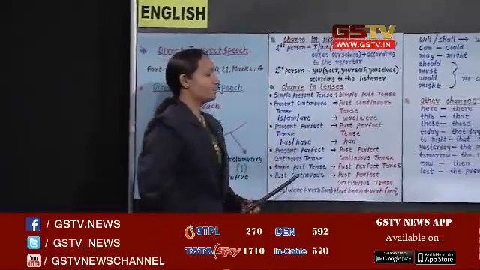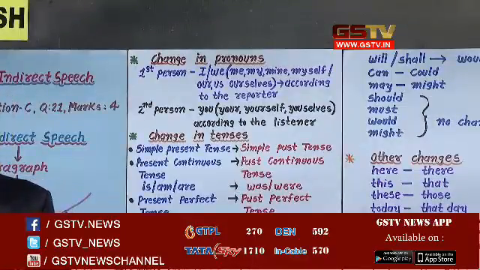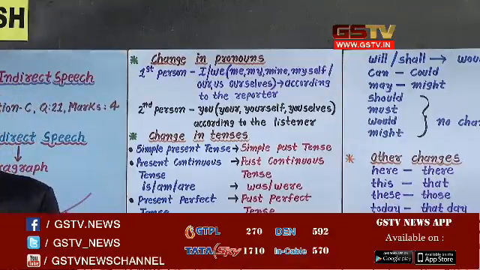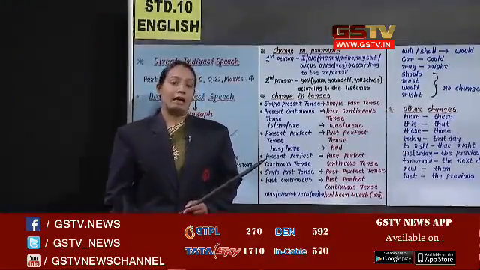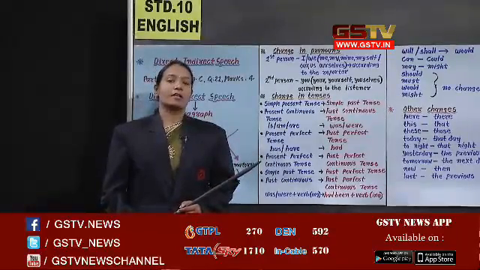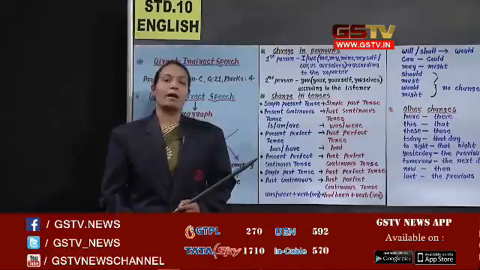Change in pronouns. Before that, the changes that occur in direct indirect happen in tenses also. I want to tell you 3 or 4 points that are very essential. In the direct sentence, there is the reporter, the person who says; there is the reporting verb, says, say, said, etc.; then there is the listener, and after that there is the reported speech. Reporter is the person who says. Reported speech is spoken or told by the reporter.